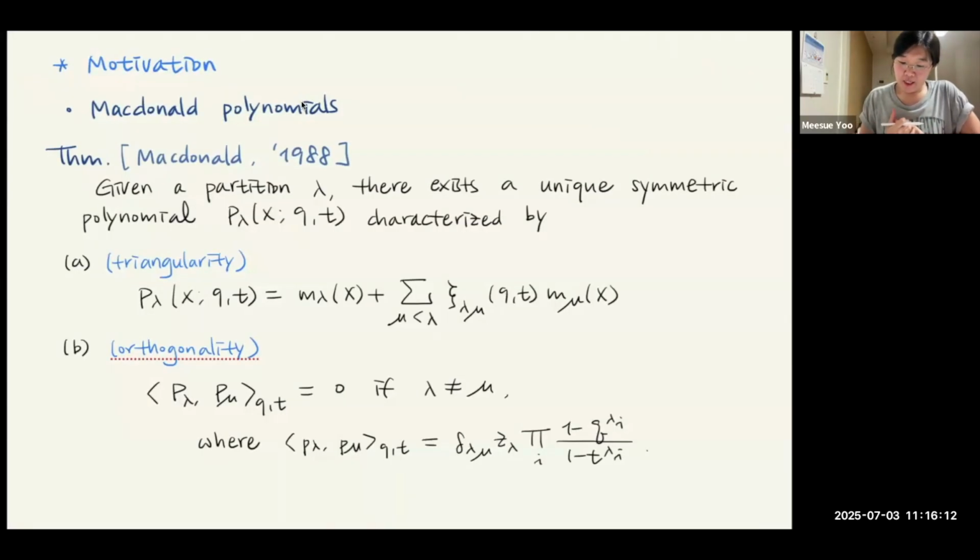In 1988, McDonald came up with this family of symmetric functions with two parameters, Q and T, characterized by two properties. One is triangularity in terms of the monomial symmetric functions, and the other is orthogonality with respect to the Q,T analog of the Hall inner product.